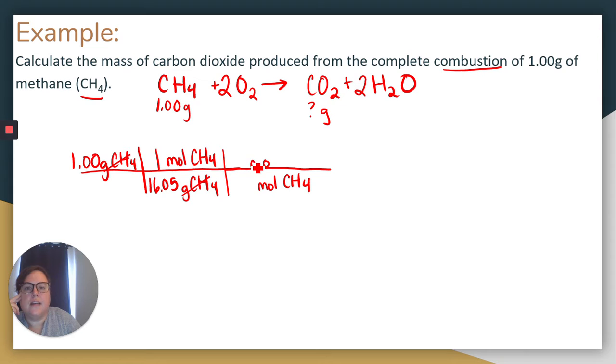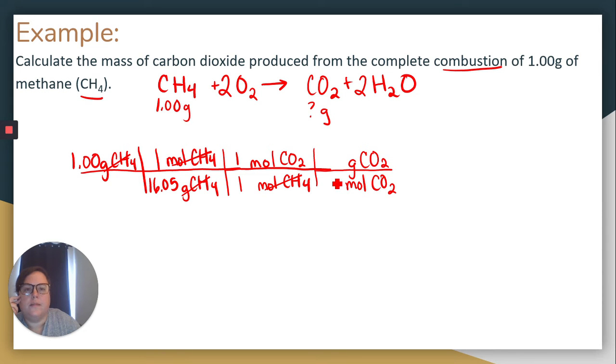So this time our unit stays the same. We're going to change the substance. So we're going to go from CH4 to CO2. Again, can only happen when you're in that mole ratio. And then you use the coefficients, 1 and 1. Mole cancels. We're at moles of carbon dioxide, but we want to know grams of carbon dioxide. So we're going to do one more where we switch that unit again to grams.